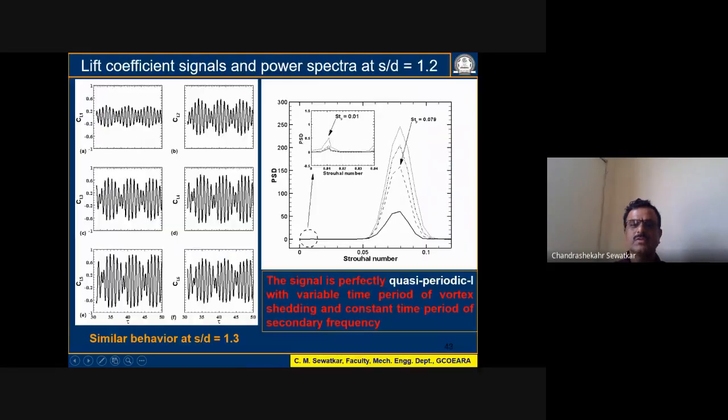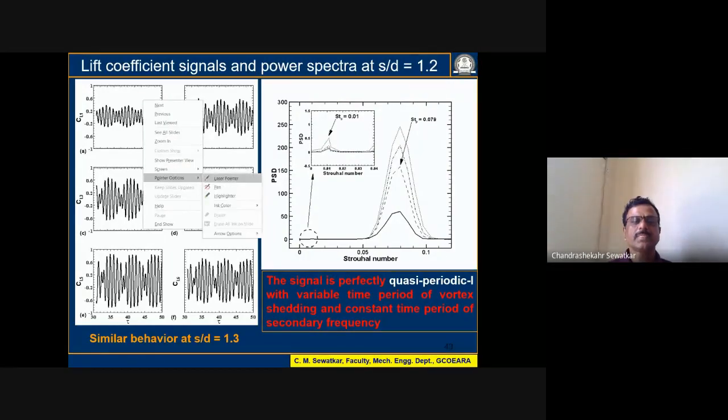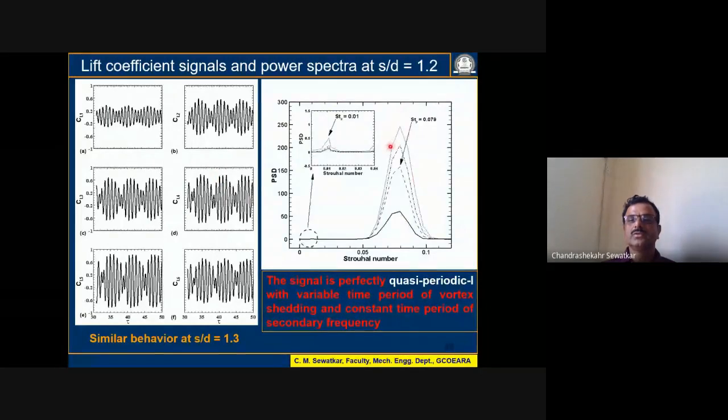But for S by D equal to 1.2, 1.3, we have observed the quasi-periodic 1 type of behavior, wherein the signal is modulated now. Signal for lift coefficient is modulated. However, the time period of a secondary cycle is constant. We observe two peaks. One is for the secondary frequency, one is for the primary frequency. So this is occurring at 1.2, 1.3. Similar results are also obtained for S by D equal to 1.3.